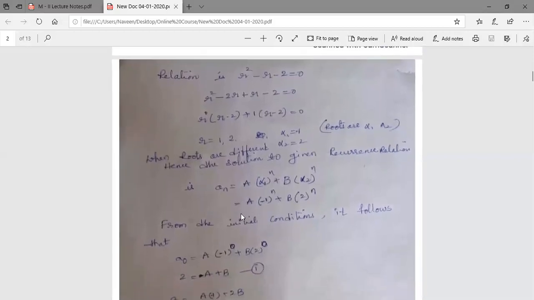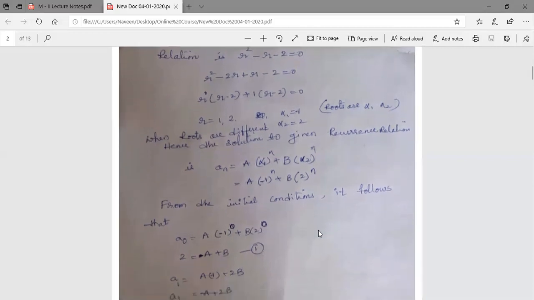Now we have the initial conditions. From the initial conditions, it follows that, by substituting n = 0, you get a_0 = a times (-1)^0 plus b times 2^0. Here a_0 is 2; the initial condition is given in the problem itself.